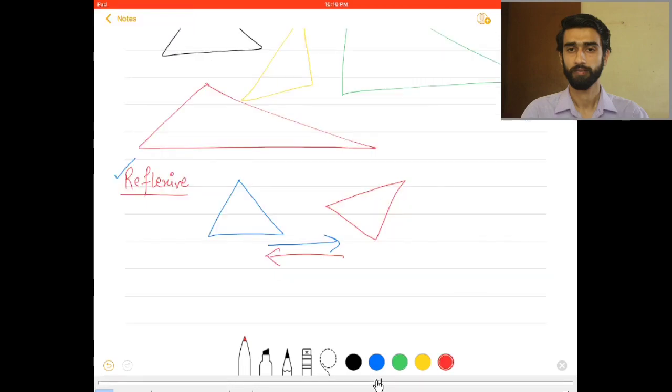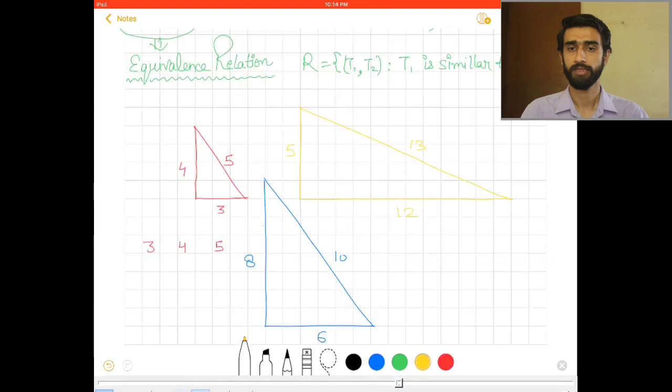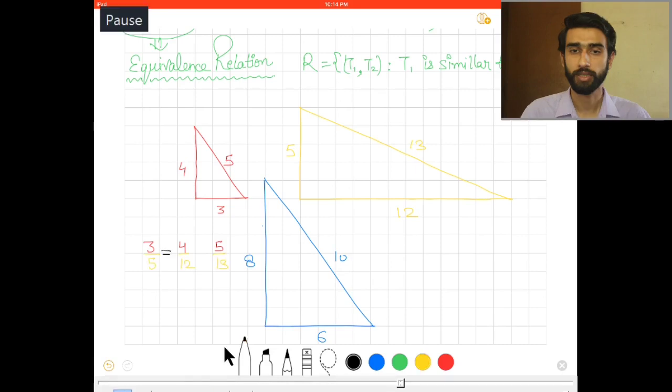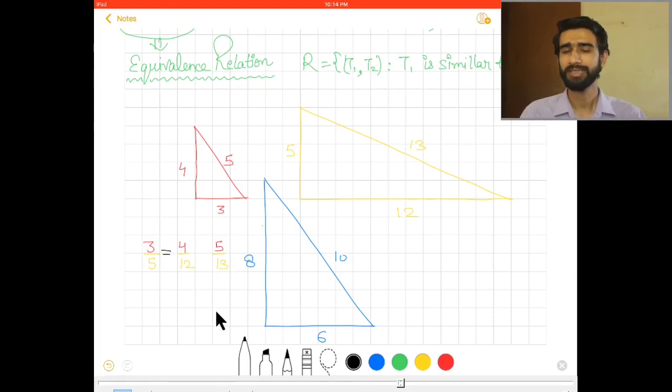So yes, we were here. We have drawn the 3 triangles, and we are checking whether they are related or not. The relation is defined by T1 must be similar to T2. So I will check for red and yellow, are they similar to each other, yes or no? For this their sides must be in proportion. So I checked 3 upon 5, 4 upon 12 and 5 over 13. Are these in proportion or not? You can see that these are not in proportion.